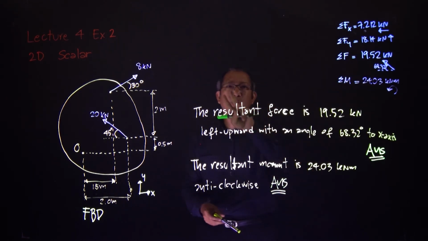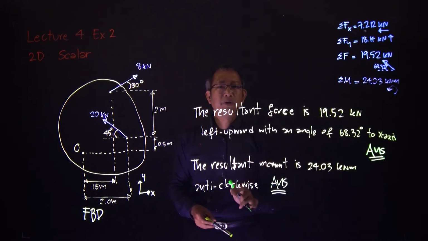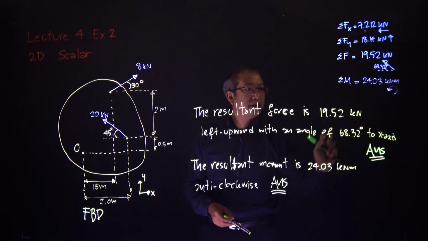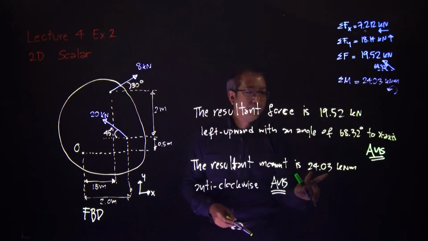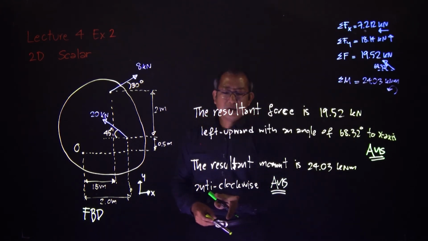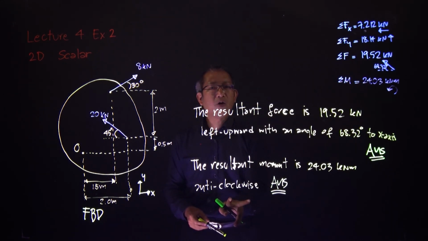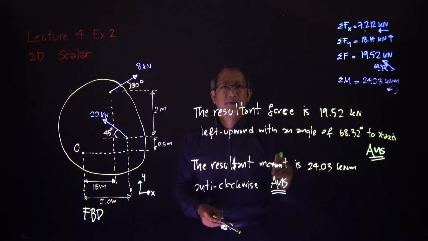So again, we have two answers with this type of question: resultant force and resultant moment. Resultant force has the magnitude, the unit, the direction and the angle. Resultant moment has the magnitude, the unit, and the direction. Again, there is no rotation left, no rotation right. It is rotating anti-clockwise or clockwise. And these are the two answers. Thank you very much.